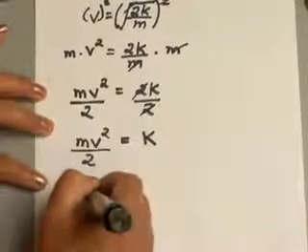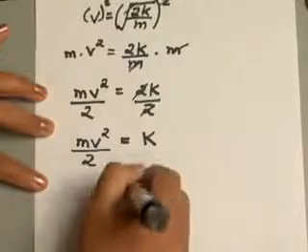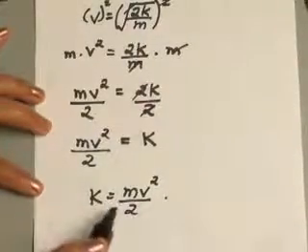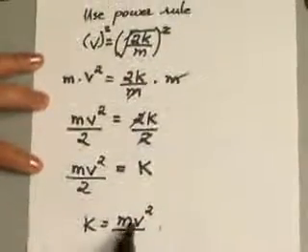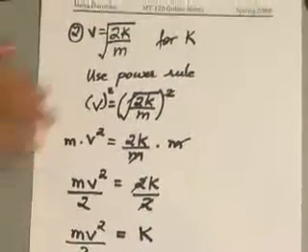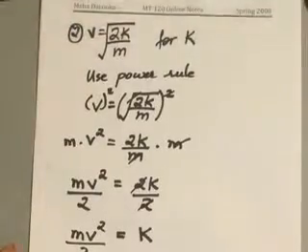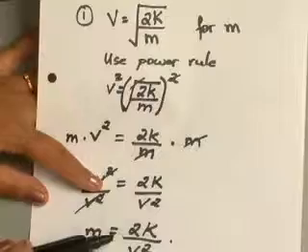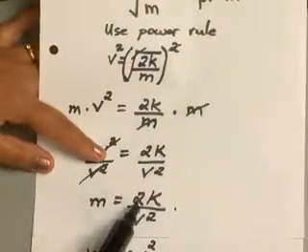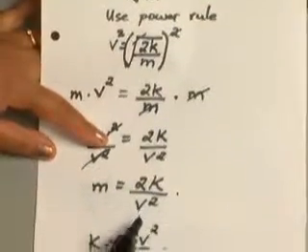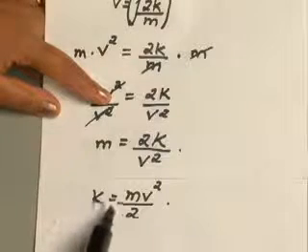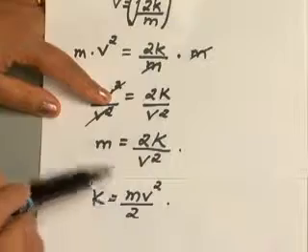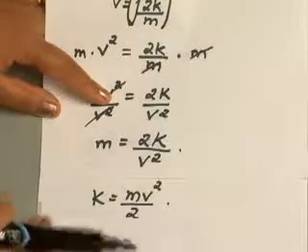Again, in this example, you will notice that we got rid of the radical sign, and you still have a square on the v, but now this one looks much different from this one here. Here you have m equals 2k over v square, and in this one you have k equals m v square over 2. So you can see the difference between these two applications here.